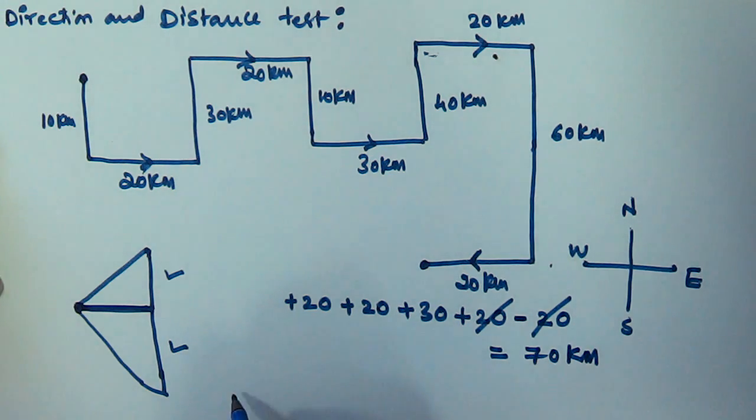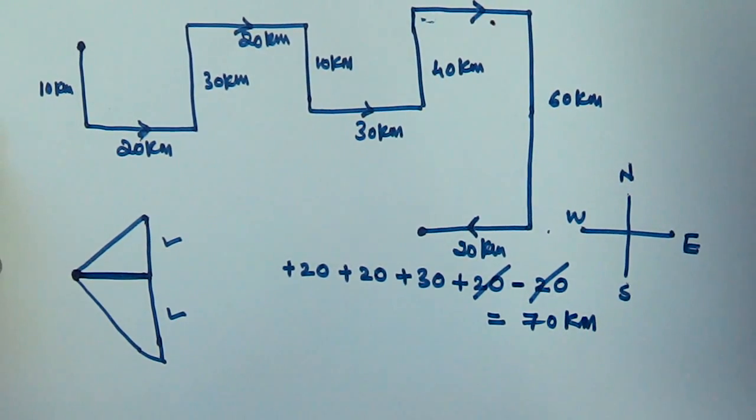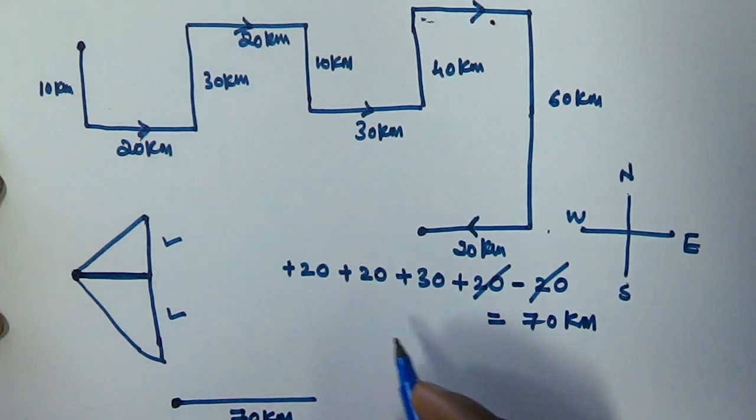70 kilometers. So that means from the starting point, he traveled east 70 kilometers. Okay, east 70 kilometers he traveled from the starting point. Now we have to find the net distance he traveled vertically.